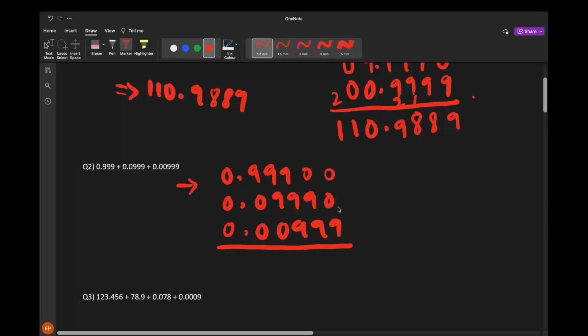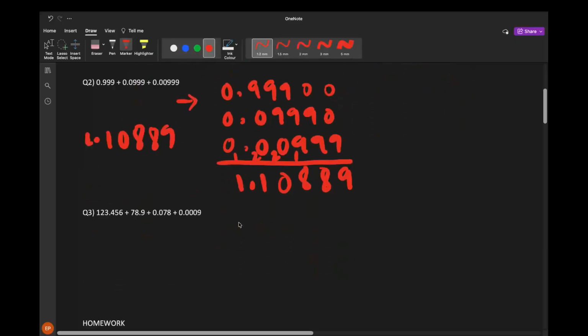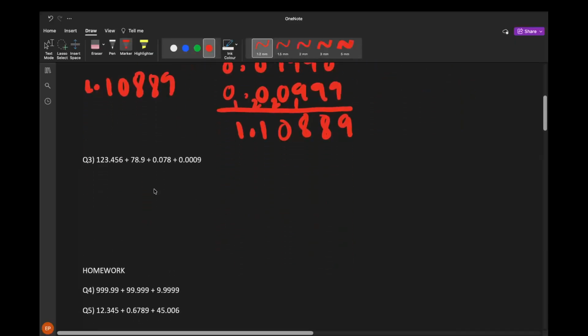0 plus 0 plus 9, 9. 9 plus 9, 18. 999, 3 times 9, 9 threes are 27. 27 plus 1, 28. 9 twos are 18. 18 plus 2, 20. 9 plus 2, 11. Great. 0 plus 0 plus 0 plus 1, 1. Where the decimal comes, there only we have to put the decimal. The answer is 1.10889. Great.